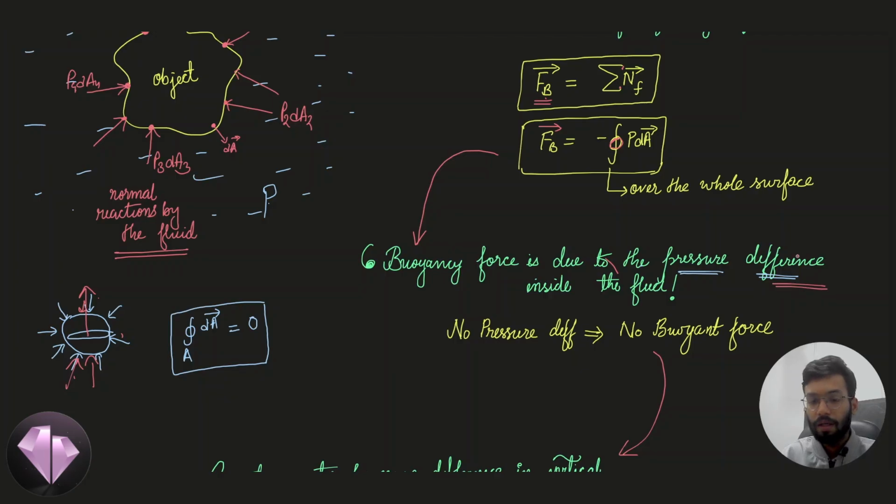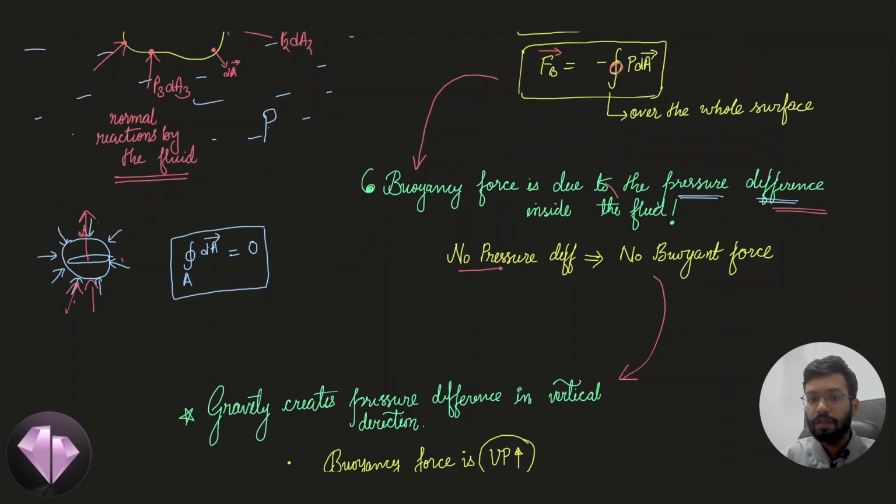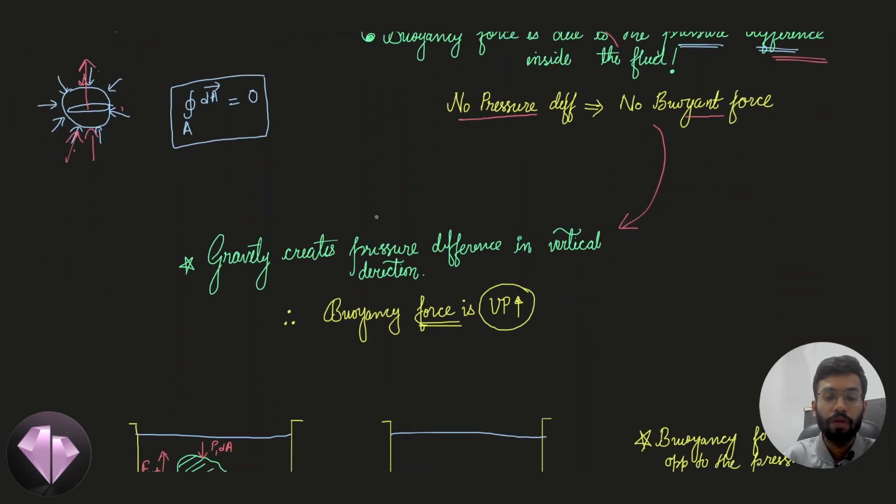Correct. So if there is no pressure difference, you don't have any buoyant force. There is no buoyant force if there is no pressure difference. What do we know? Gravity is something which creates pressure difference in the vertical direction. This is what we initially termed as pressure gradient, if you remember. So when there is a pressure gradient, meaning when the value of pressure changes, then buoyant force will act.